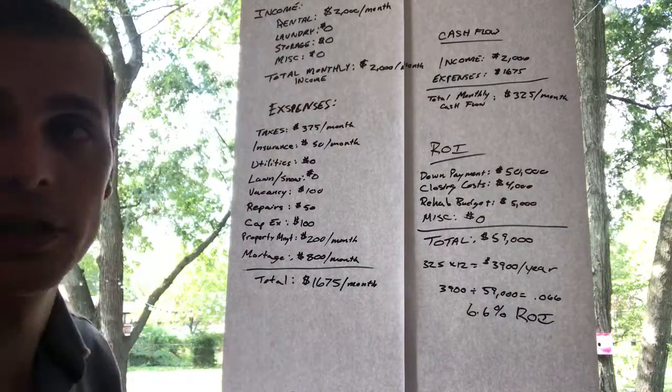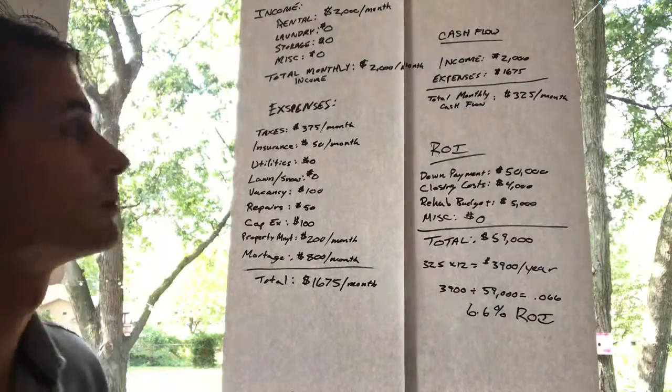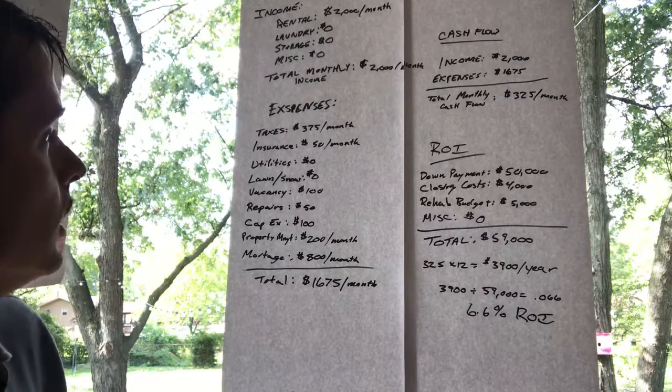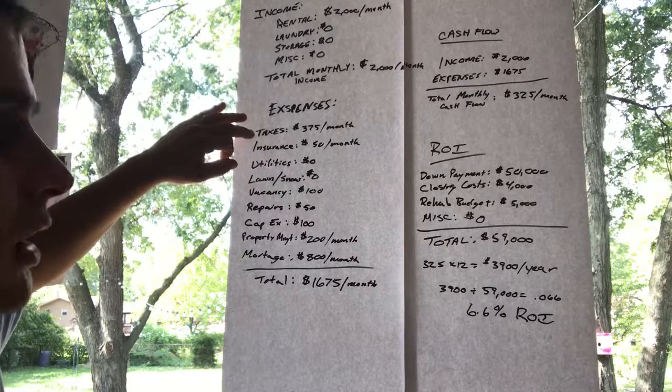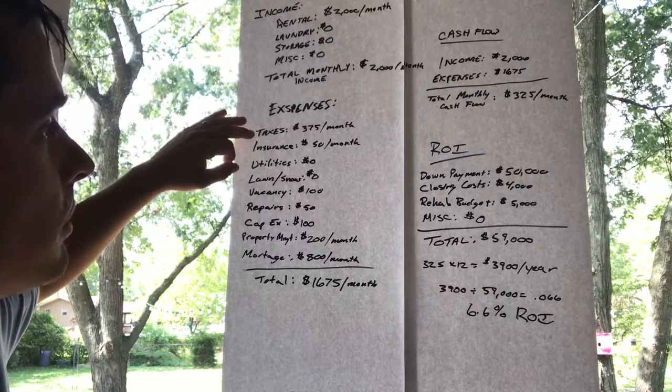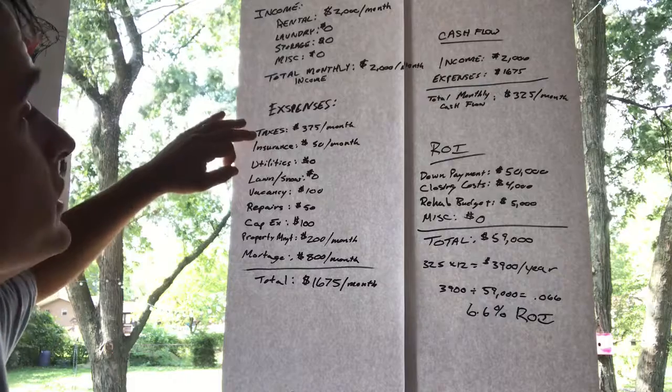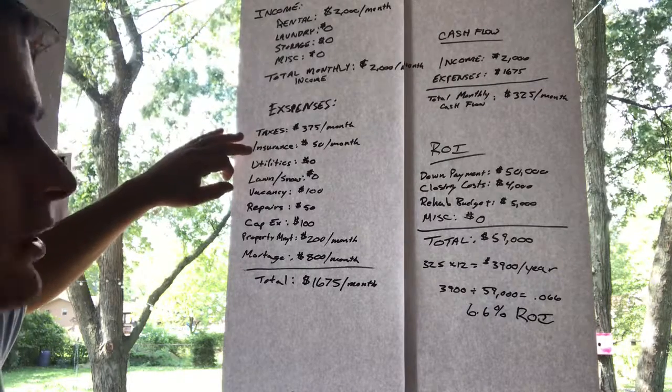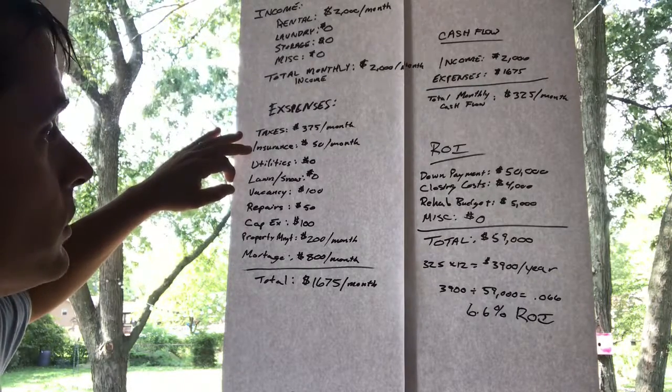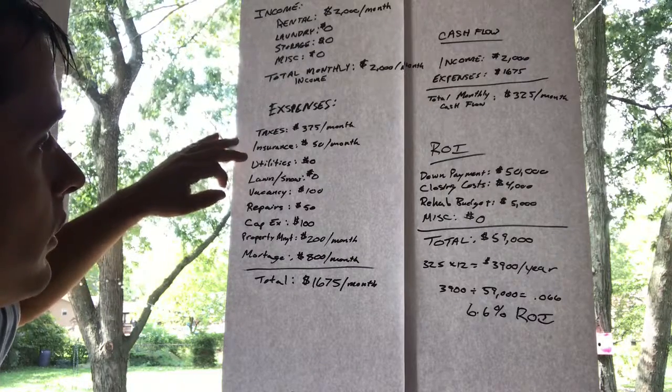Then you're going to go down to expenses, and with expenses, let's say we've got taxes. A $200,000 house in our area is about $4,500 a year, so $375 a month in taxes. You're going to want to have insurance on that property, which would run you about $50 per month.